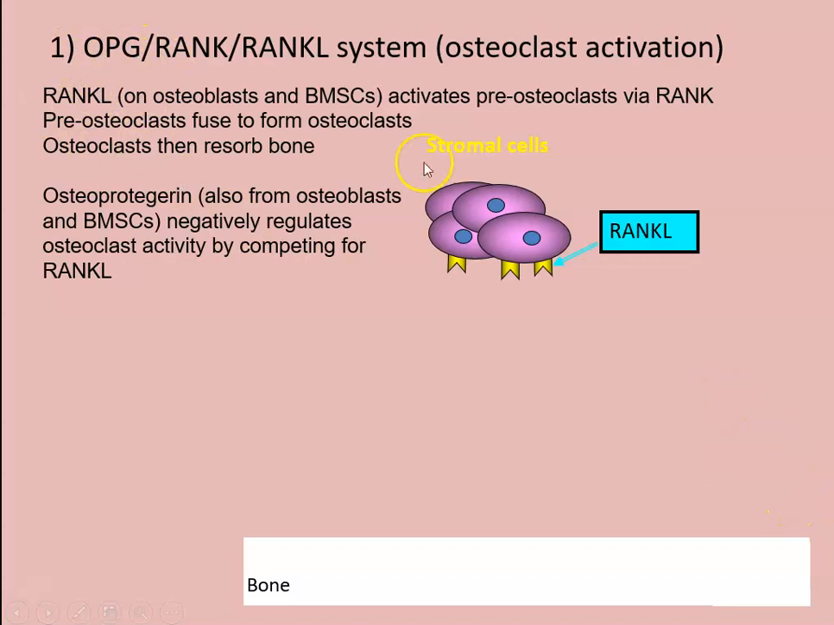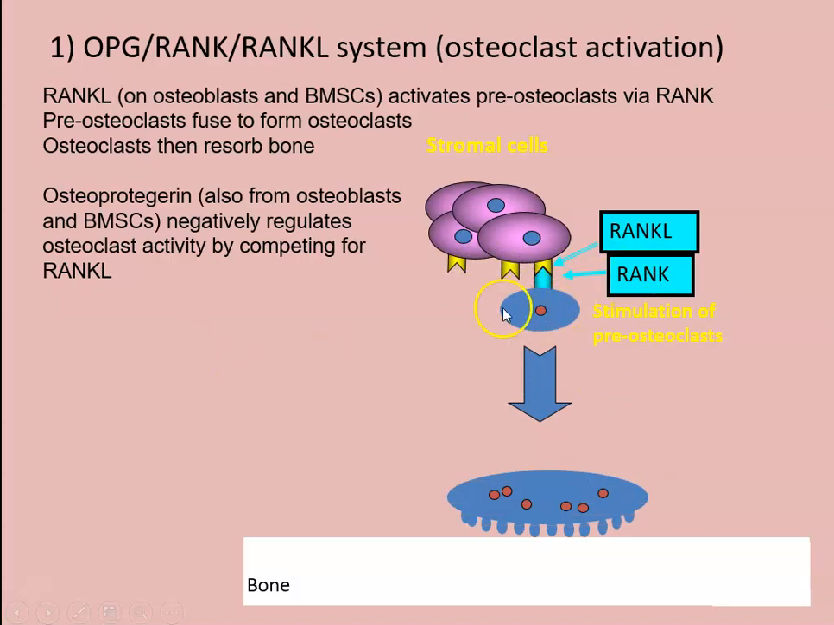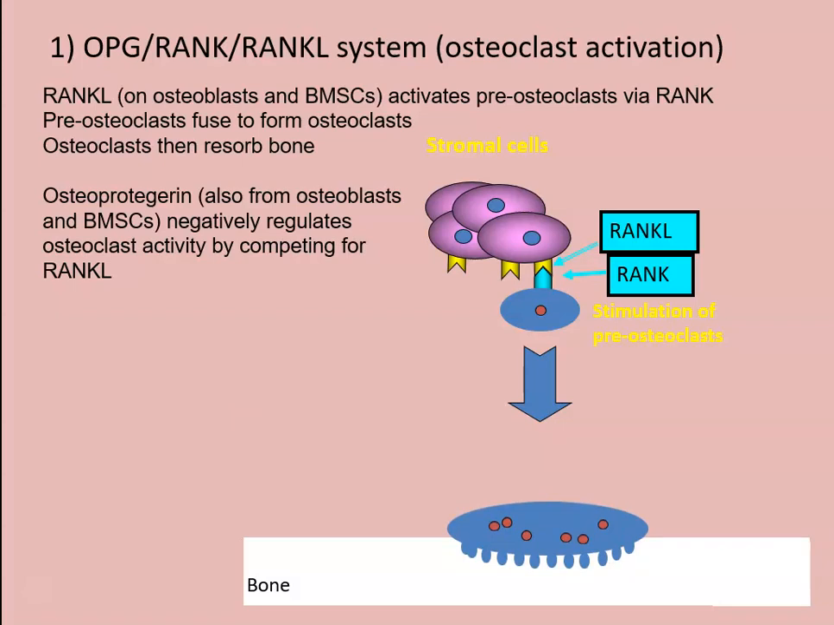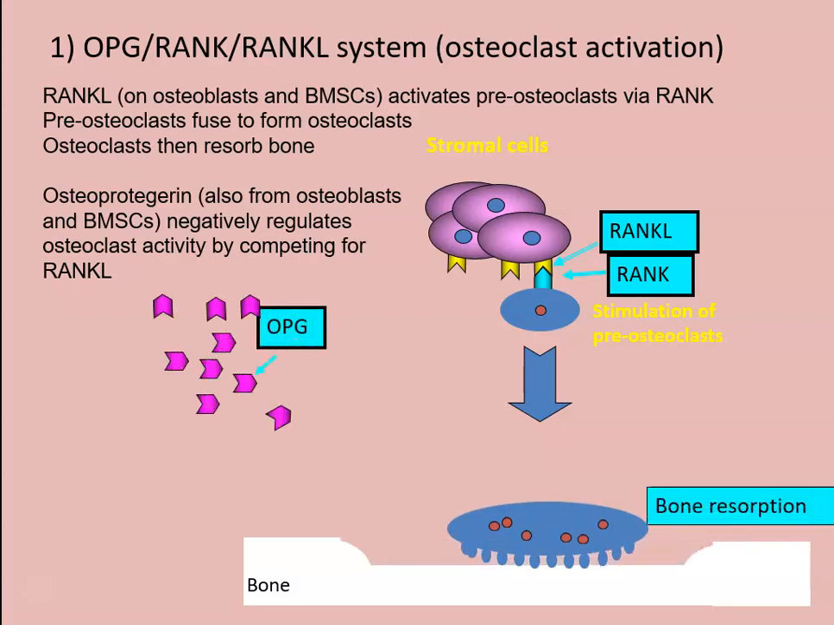of this. So RANK ligand is on the osteoblasts and bone marrow stromal cells, and this activates a pre-osteoclast via RANK ligand interaction. So here's our bone marrow stromal cells. Bone marrow stromal cells give rise to osteoblasts. Bone marrow stromal cells have got RANK ligand. Your pre-osteoclasts, which are monocytic-like cells, express RANK. You get this interaction. You get these activated cells fusing together to create a large multinucleate osteoclast. That osteoclast can bind to the bone surface and erode it away.